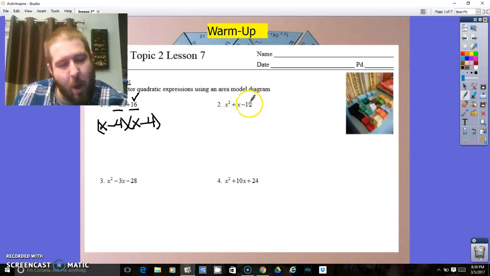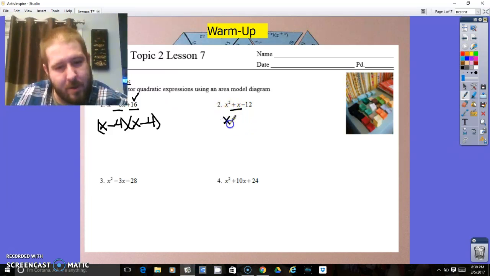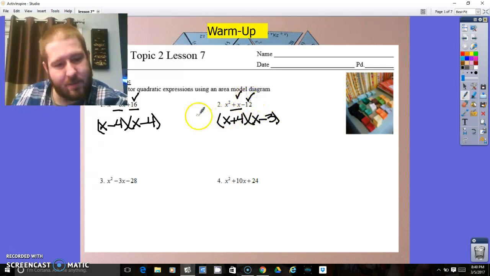All right, so negative 12. This time, since we have a negative C, that means we have to have one positive and one negative factor. And then we know that the B term is positive 1, so that means the positive has to be 1 bigger than the negative. And so it's going to be 4 and 3. So then the 4 has to be the positive because the B term was also positive: x plus 4 times x minus 3. Add the two numbers, you do get positive 1, and multiply them, you do get negative 12.